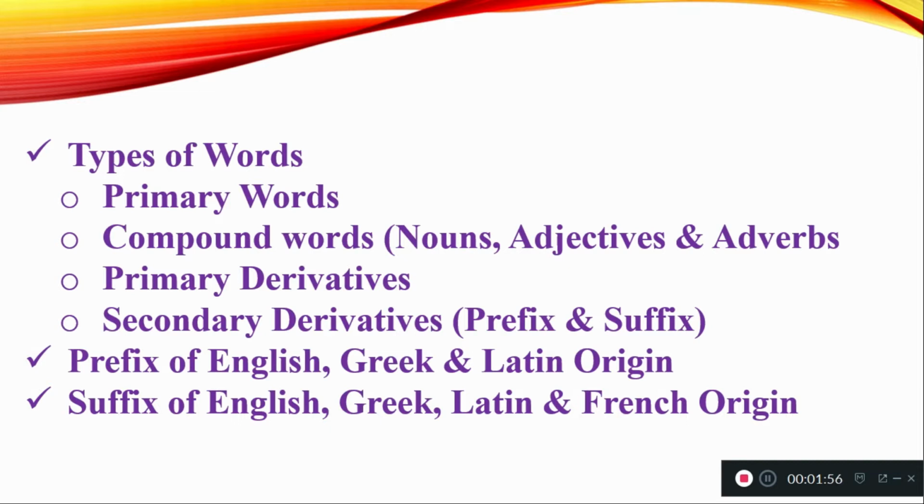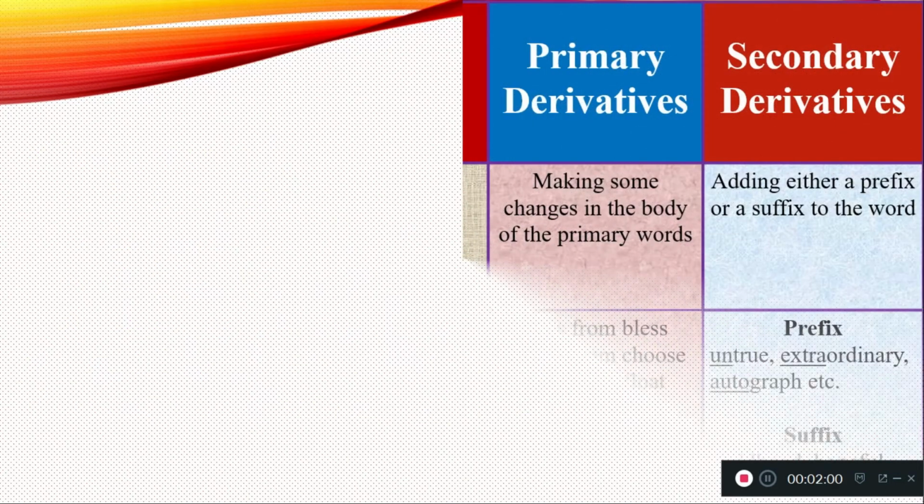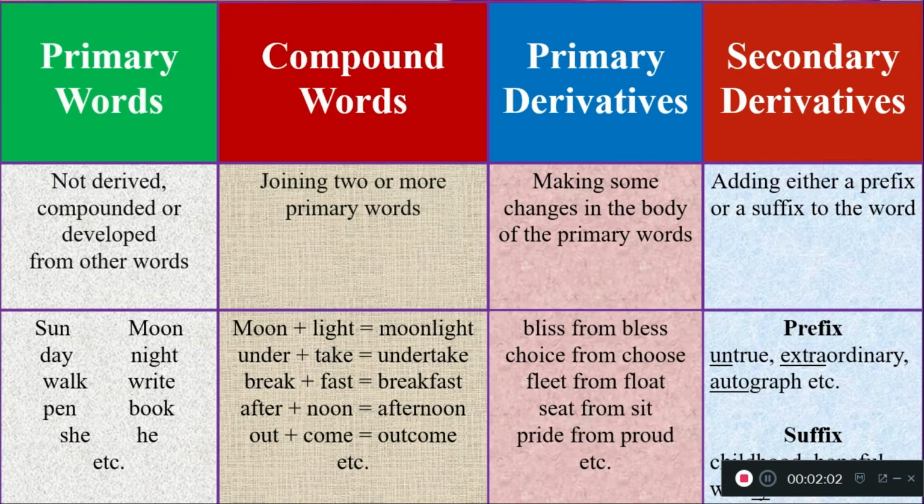Okay, let's start our discussion. You can notice in the slide the four types of words: primary words, compound words, primary derivatives, and secondary derivatives. Basically, English words are formed or developed in these four ways. In the first category, you can see primary words.